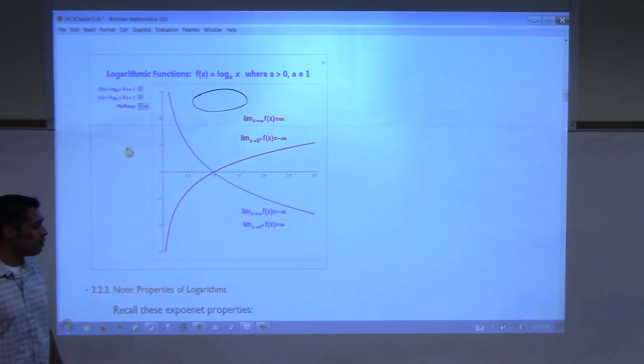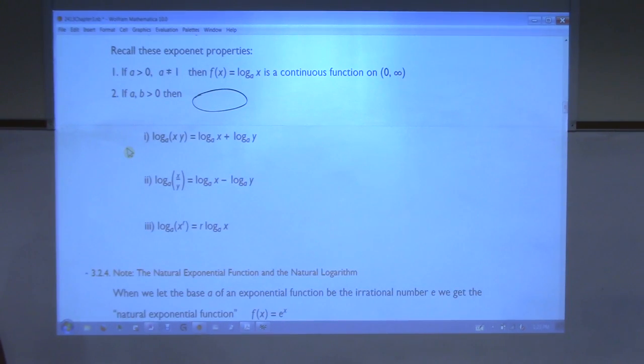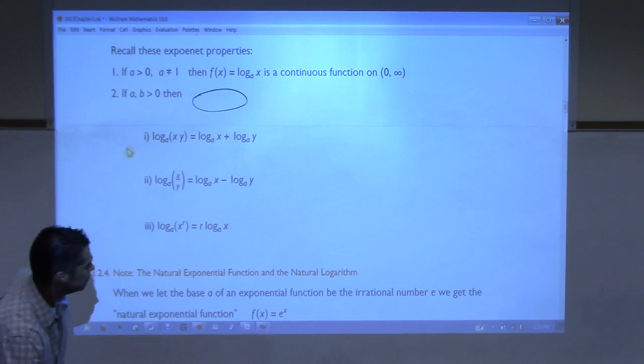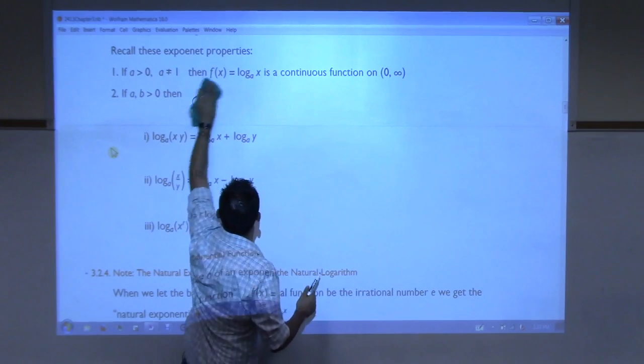But there are also properties of logarithms. These properties are very important for today. Very important. More important than the properties of exponentials that I gave you just a minute ago.